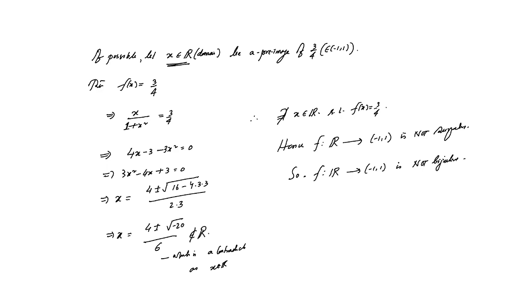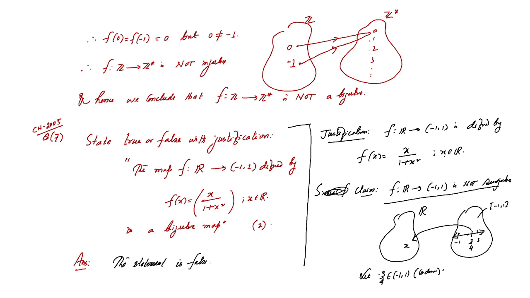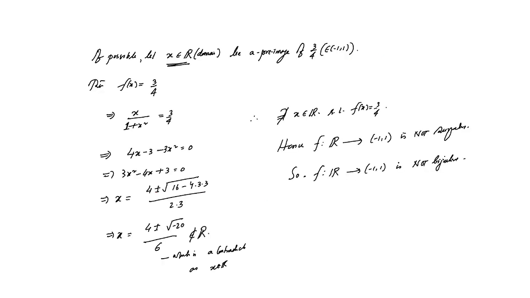In the previous problem, f is not injective, that's why f is not bijective. In this problem, f is not surjective, and that implies f is not bijective, because bijective implies both surjective and injective. Now we come to the next important problem.